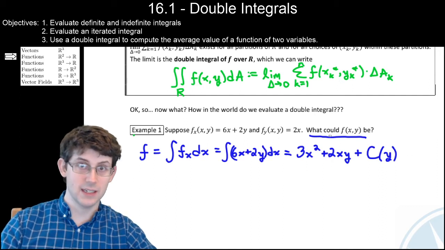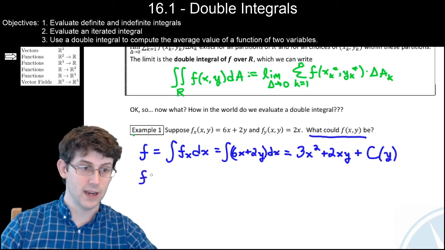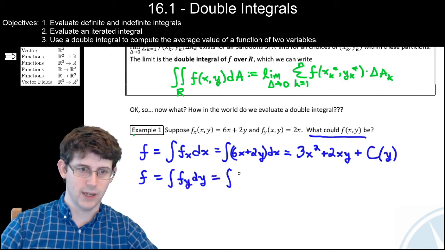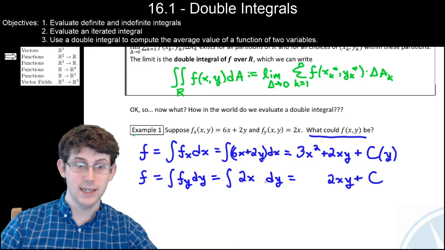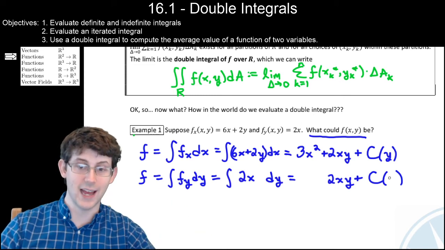Okay, so this doesn't really tell us what f is, but maybe we can find it out by also dealing with the y partial derivative. So f should also be the integral of fy when we integrate with respect to y. Now I'll integrate with respect to y, and I get 2xy plus c. And here, y was the variable, so c might be a number, it might be a scalar, but it could be a function of x.